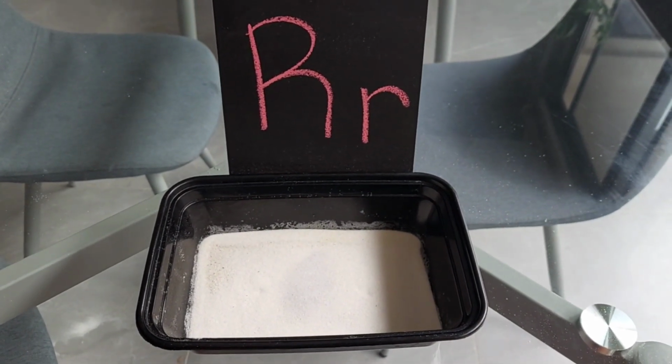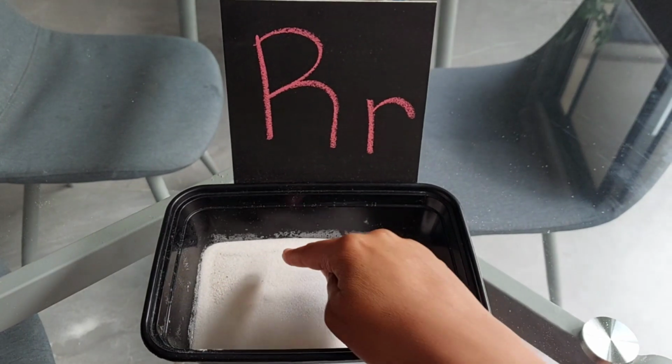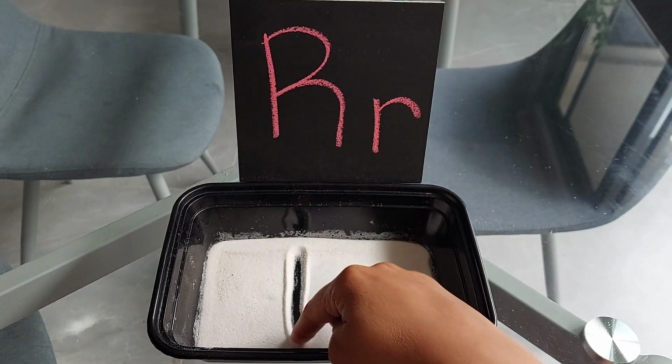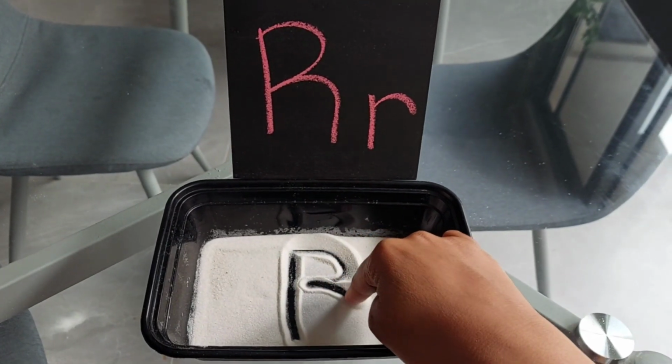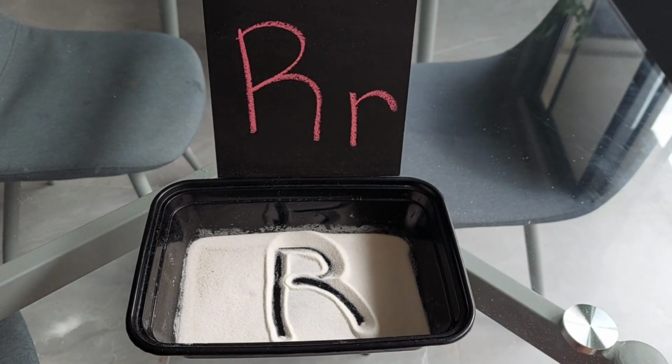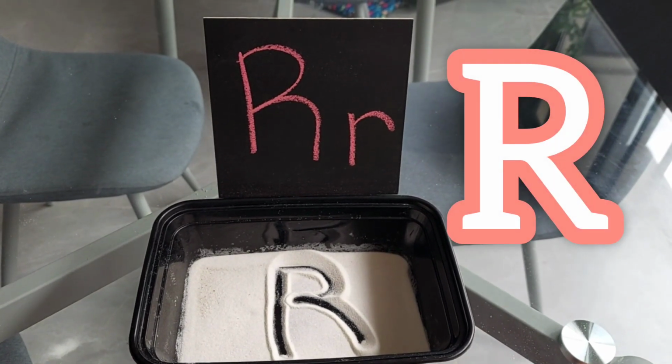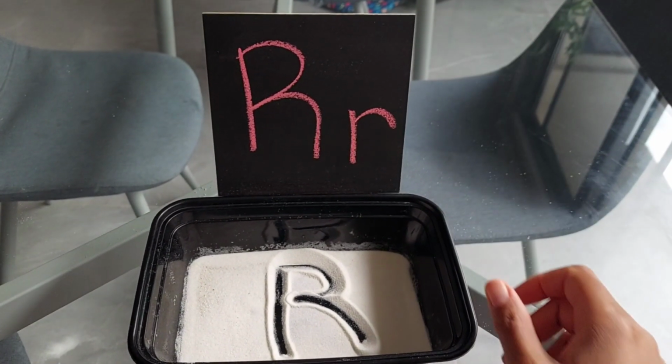To write an uppercase R, we're going to start at the top and go all the way down to the bottom, and then go back to the top, make a little circle to the middle, and then go down to the bottom just like that. Awesome, guys. I believe in you.